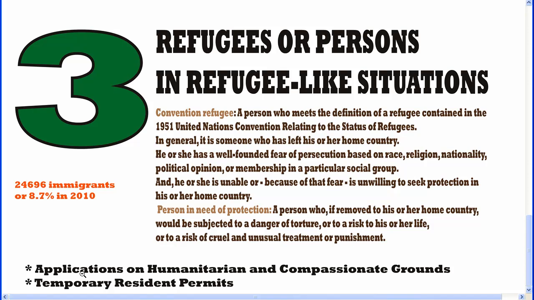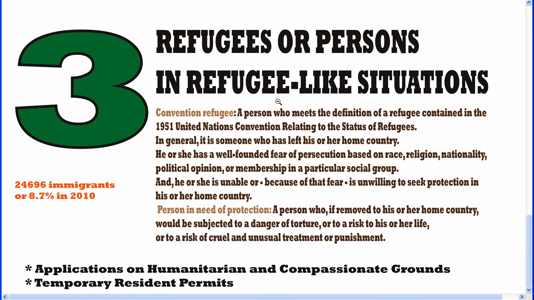There are also another two types of applications for permanent resident status. One is application on humanitarian and compassionate grounds, which are approved in very rare instances, and it's very difficult to get permanent resident status in this category. And also temporary resident permit holders can apply for permanent resident status after 3 or 5 years, depending on their situation.